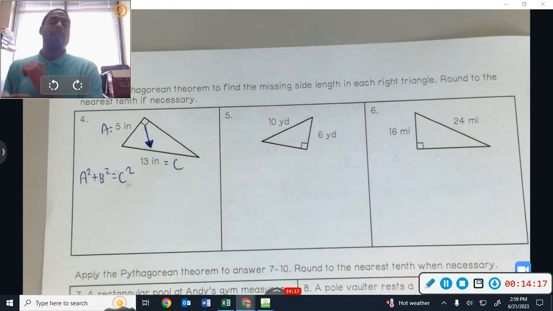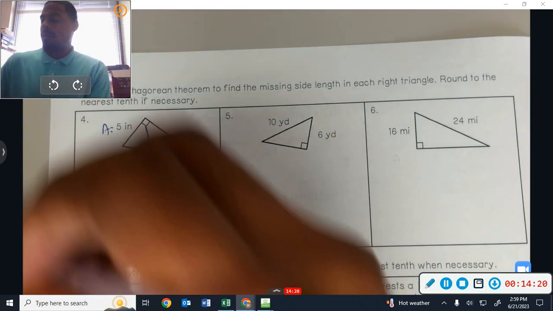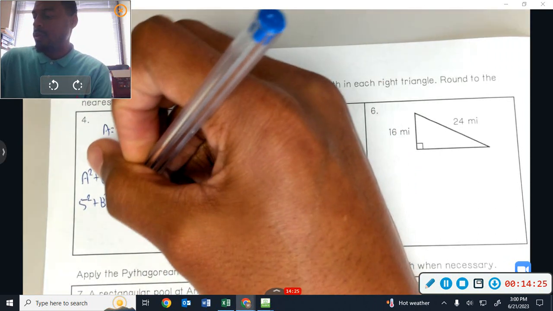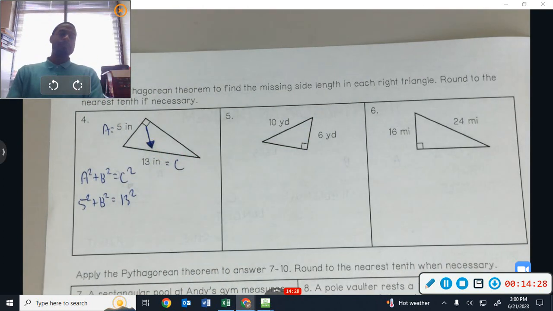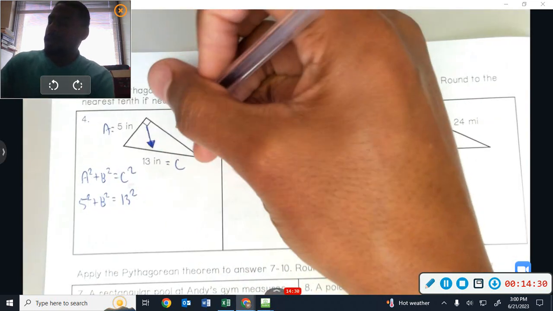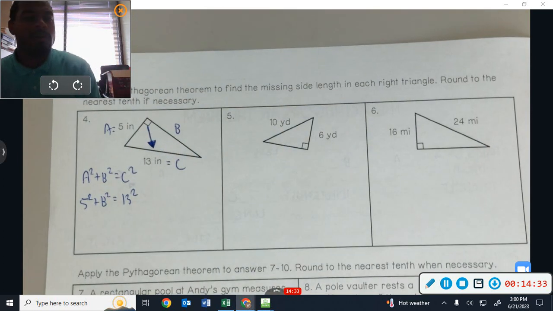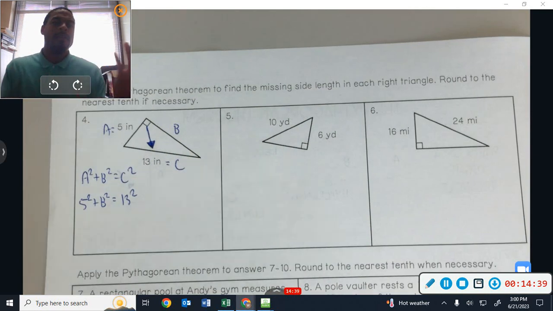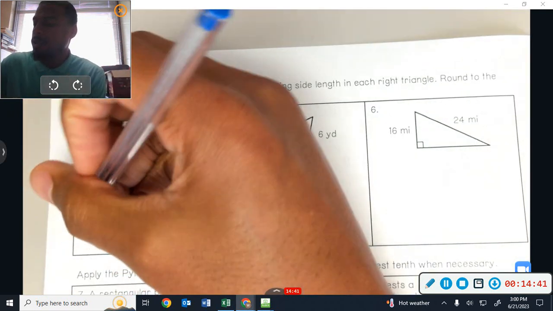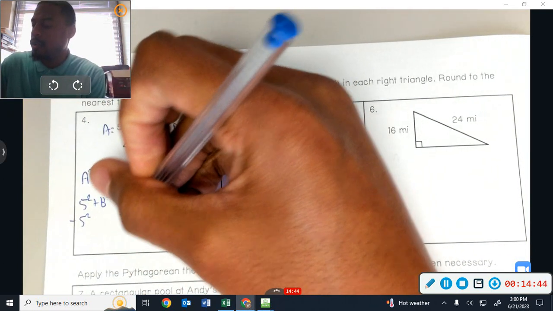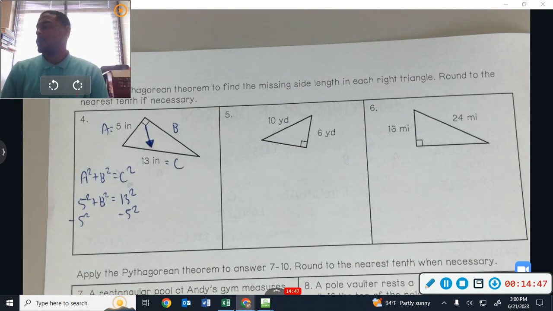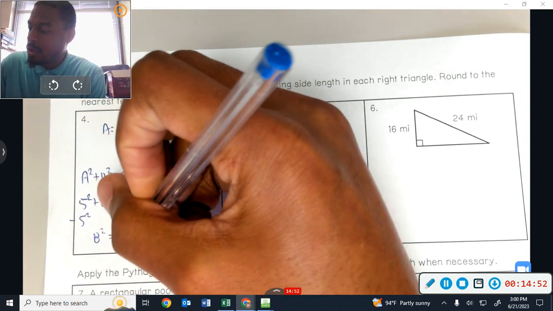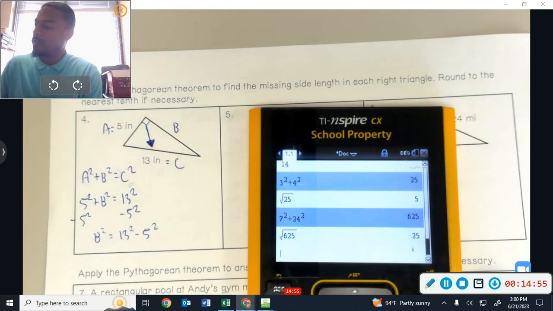We're still going to do the same thing. We're going to write the formula down. We're going to plug in our numbers, so we're going to say 5 squared plus B squared equals 13 squared. Okay. But now we're trying to figure out what our B is. So we got to get B by itself. So instead of adding A and B, we're actually going to subtract this time. We're going to subtract this from the C. Okay, so we're going to do 13 squared minus 5 squared.